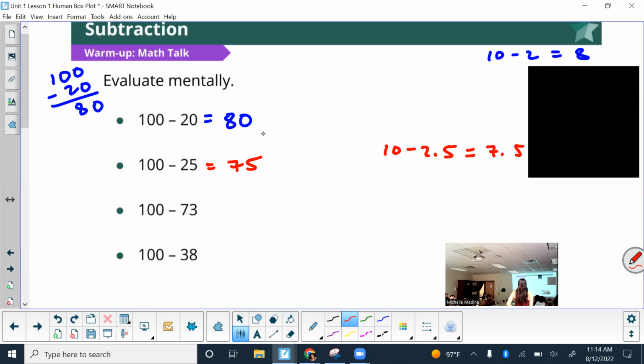All right, discussing your group, something that you did. How was that easy? On the way, I'm gonna check these now. All right, so what's an easy way to remember that? 100 minus 25 is 75.